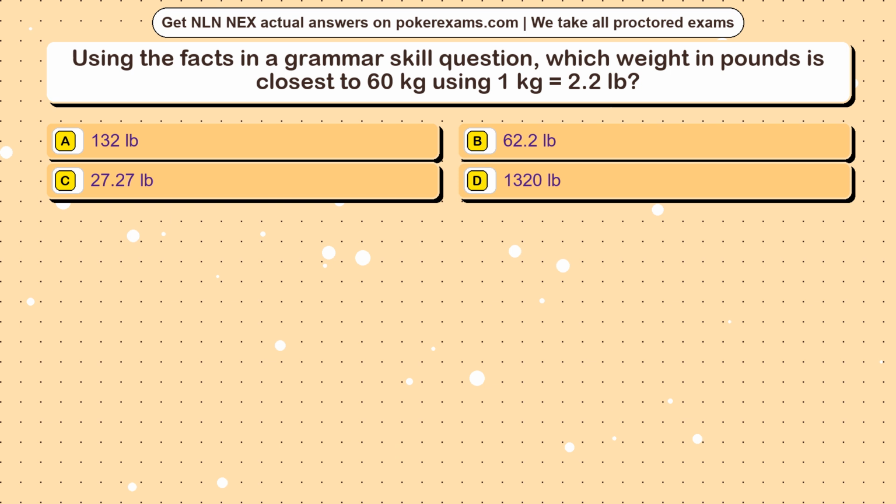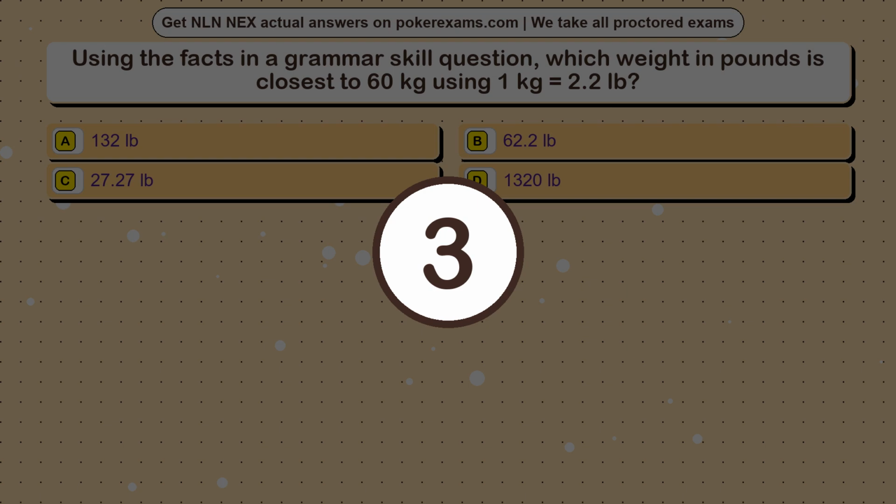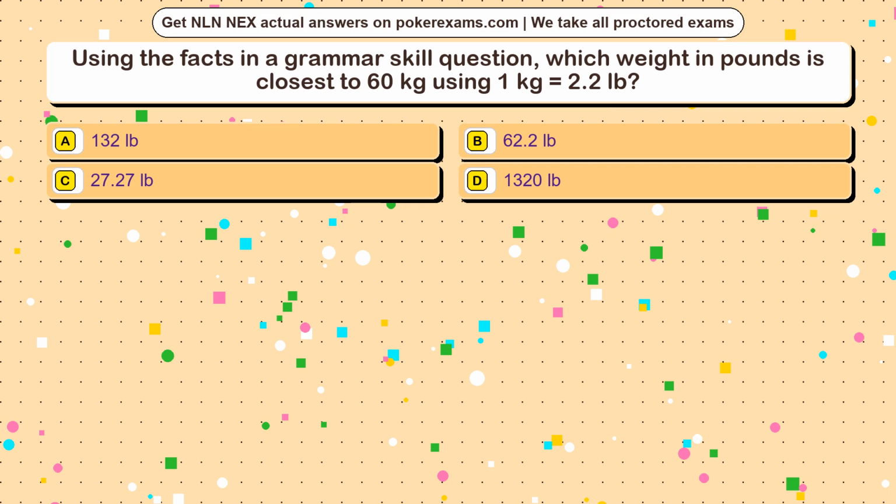Question 16. Using the facts in a grammar skill question, which weight in pounds is closest to 60 kilograms using 1 kilogram equals 2.2 pounds? Option A, 132 pounds. Option B, 62.2 pounds. Option C, 27.27 pounds. Option D, 1,320 pounds.